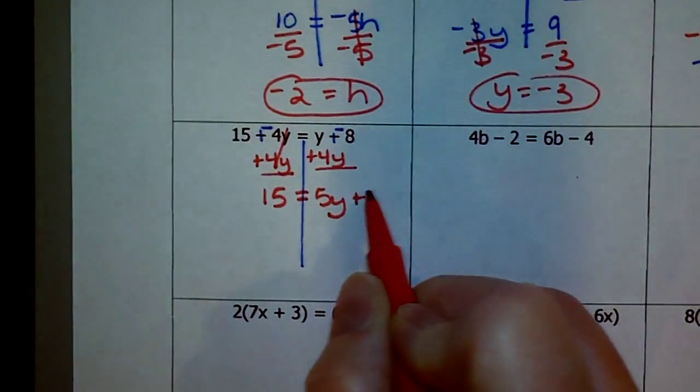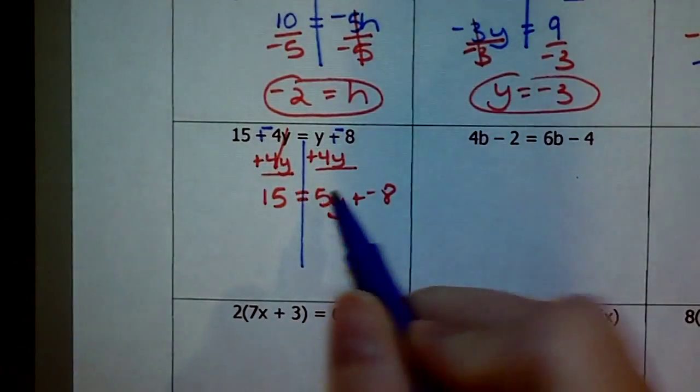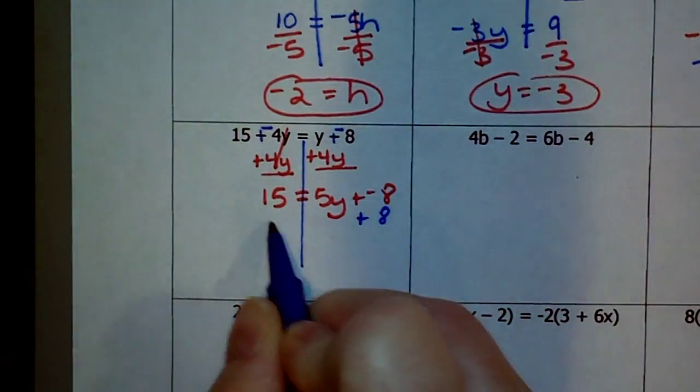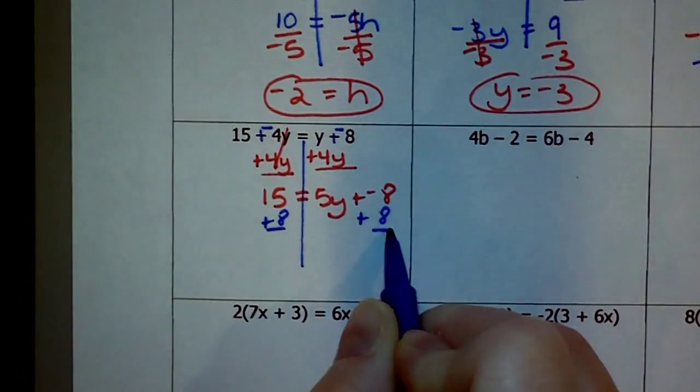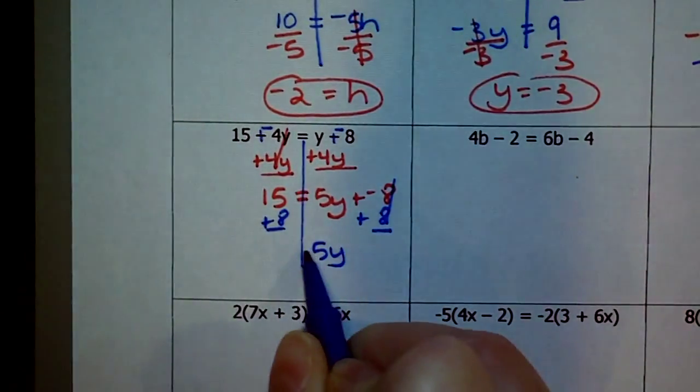Plus, I still have that negative 8. It didn't go away. Do you recognize it now? All this is a two-step equation. So I'm going to isolate the 5y first by getting rid of the negative 8 that's being added. And I just add a positive 8. Those cancel out. I'm left with 5y here.